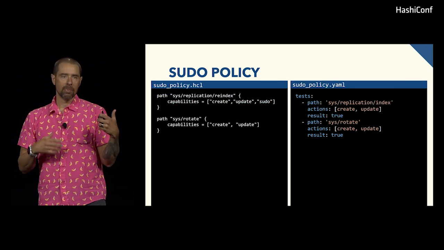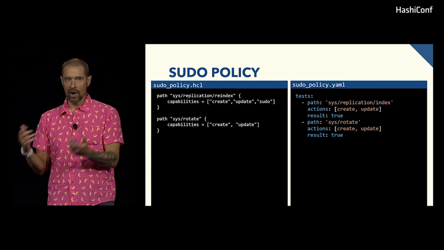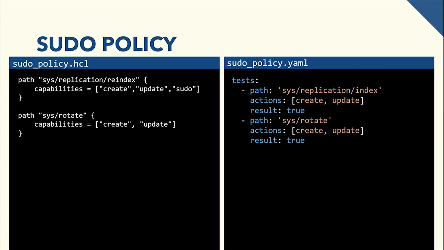So if I had a policy like this that's referencing two root protected paths, one of them has sudo included. So sys/replication/reindex has sudo included. So the create update should pass. The sys/rotate is also protected, but I didn't include sudo in there. So when I run the test, that should come back as failed, because even though I have create and update, and that's what the capabilities endpoint is going to hand back, I don't have sudo, so it's not going to work. So that's how I got around the sudo issue.